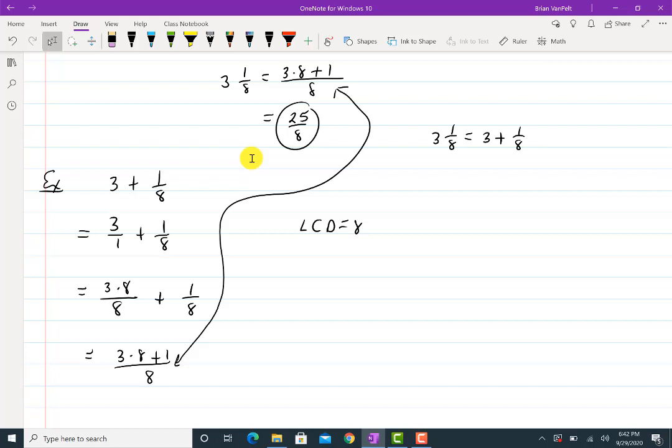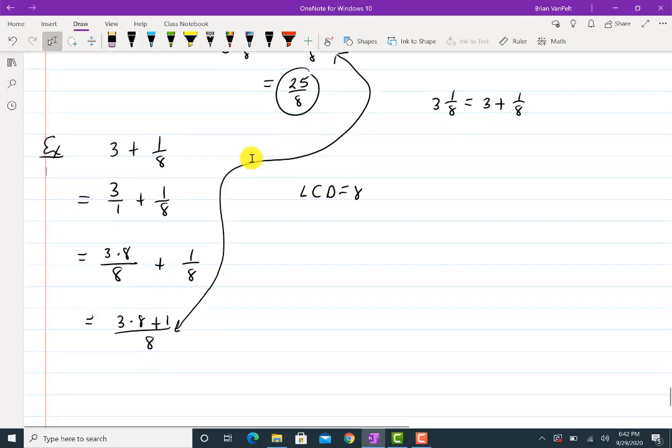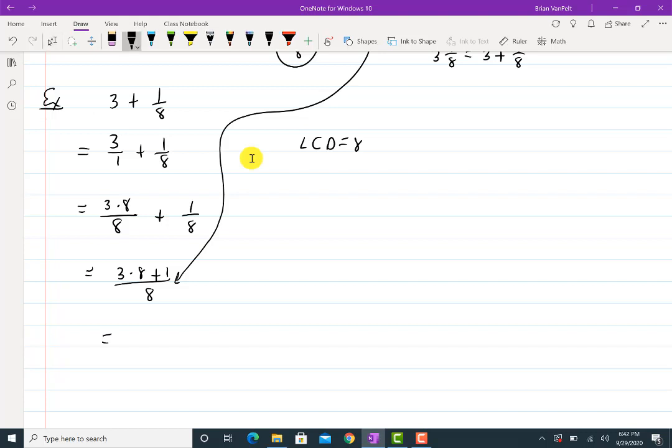So this is 25 over 8, and there we go. You get this improper fraction. Whenever your fraction has a larger numerator than a denominator, it's called improper.